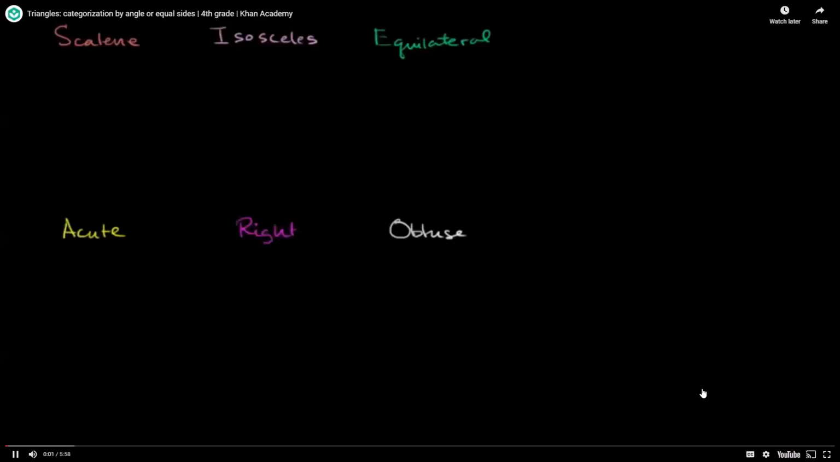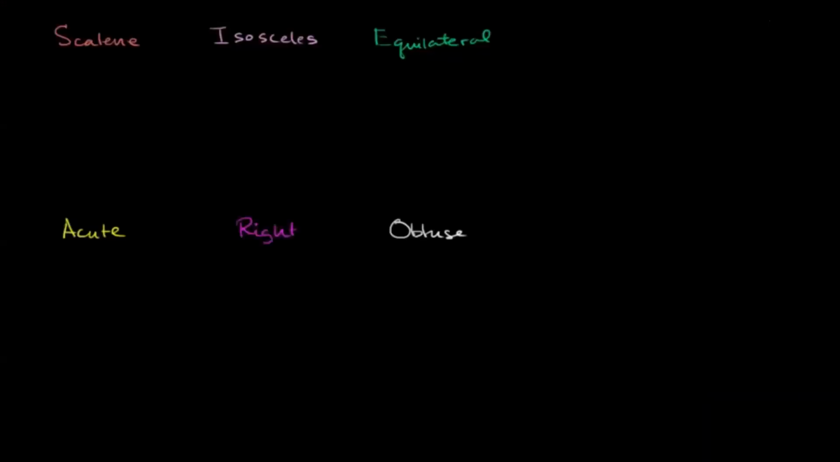What I want to do in this video is talk about the 2 main ways that triangles are categorized. The first way is based on whether or not the triangle has equal sides, or at least a few equal sides, and then the other way is based on the measure of the angles of the triangle. So the first categorization right here, and all of these are based on whether or not the triangle has equal sides, is scalene. And a scalene triangle is a triangle where none of the sides are equal.